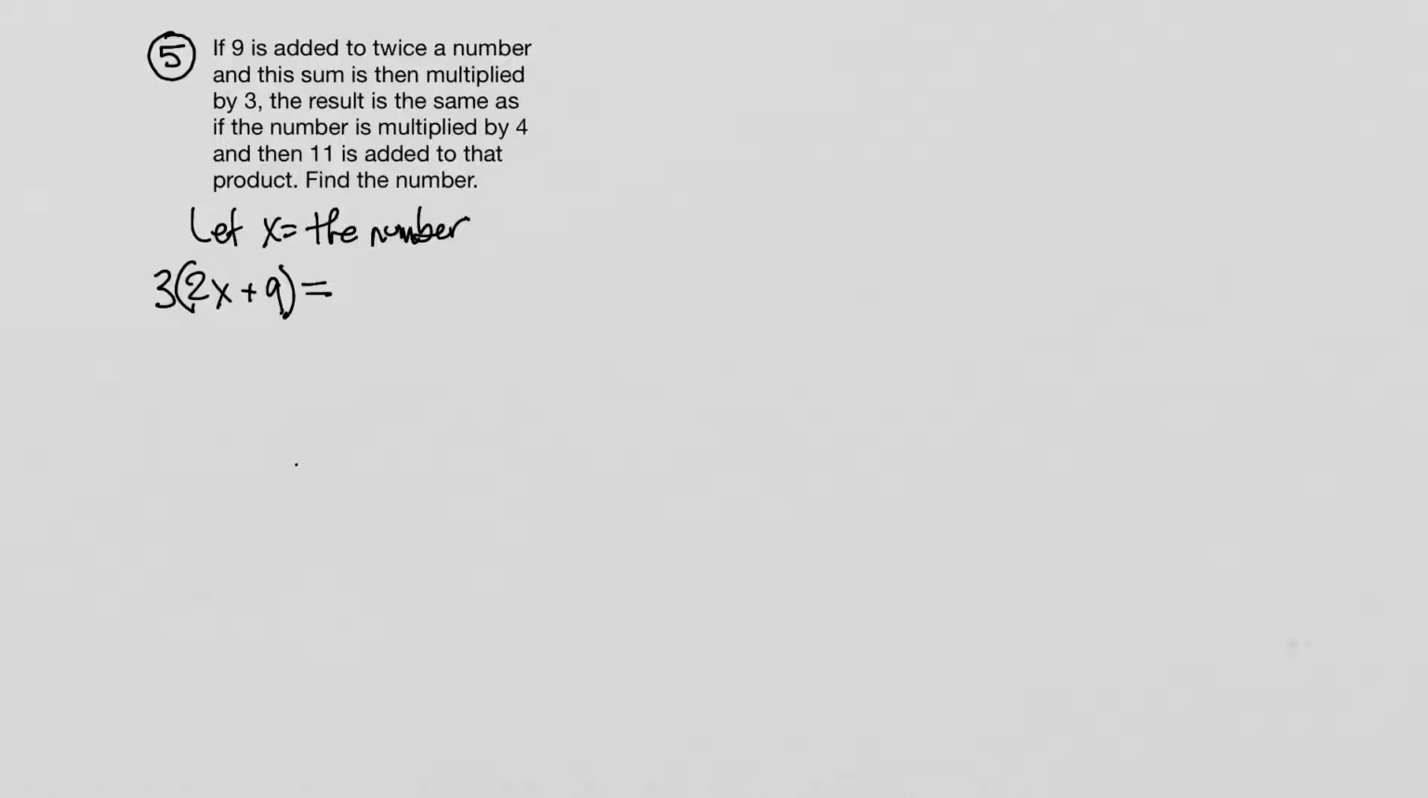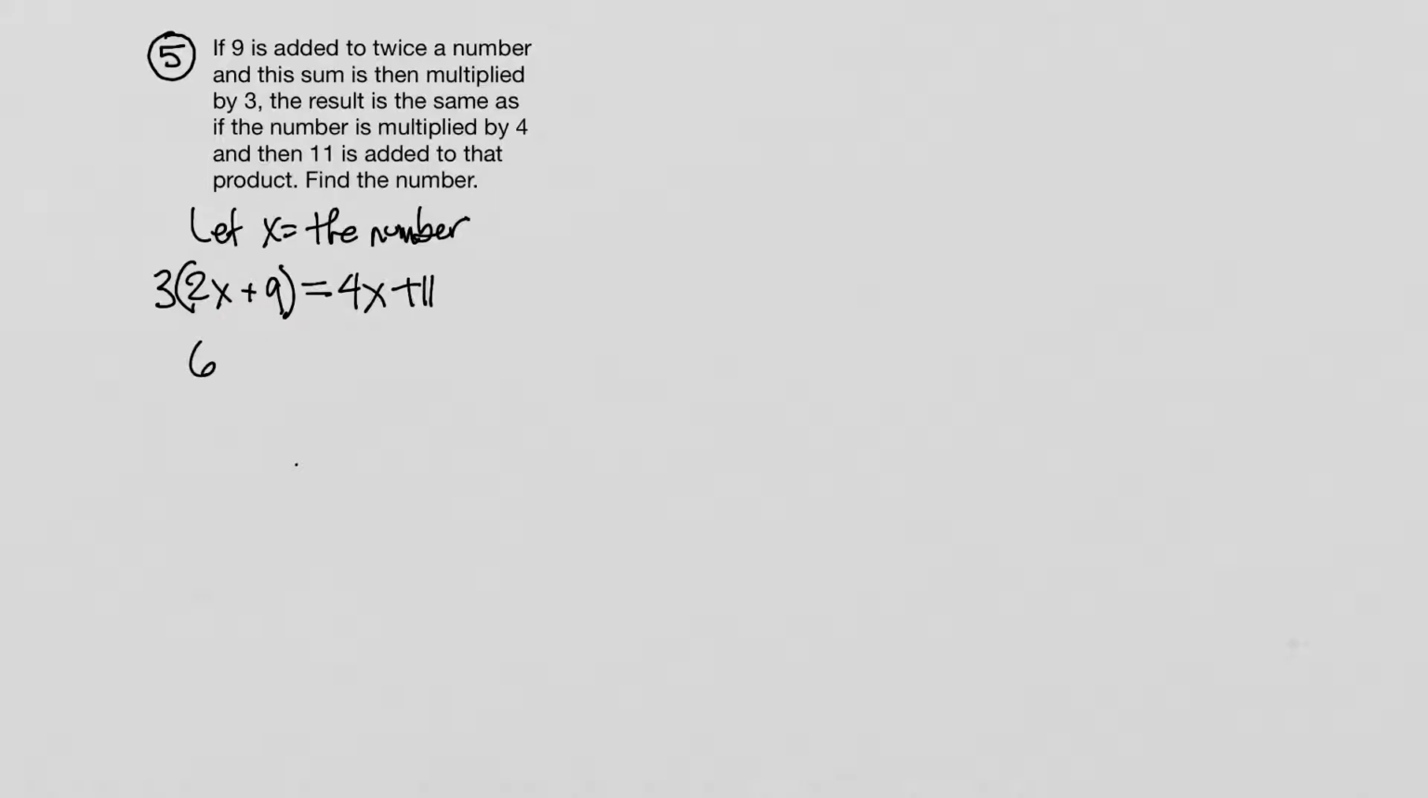Okay, so what do we have over here? The result is the same as the number is multiplied by 4. Well, there's the number, multiply it by 4, and then what? Then 11 is added to this product, right? A multiplication is a product. So a number is multiplied by 4, and then we're going to add 11 to it. So all I did here was read through this information, and I pretty much wrote what I read. And there's the equation.